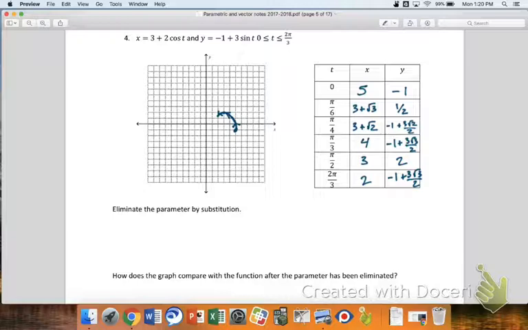What does this look like to anybody? I mean, does that remind you of anything? No. It's curvy. We know it's not a line, right?